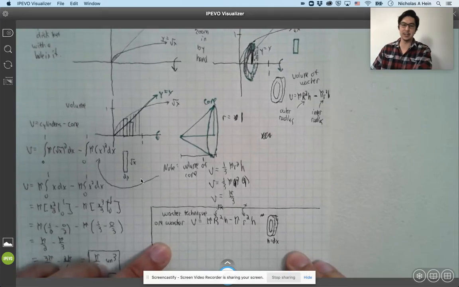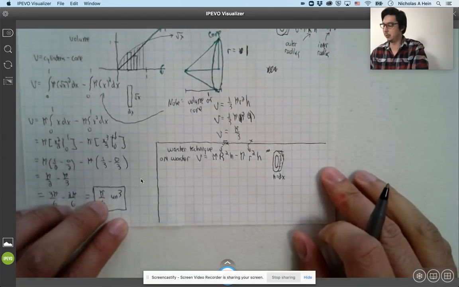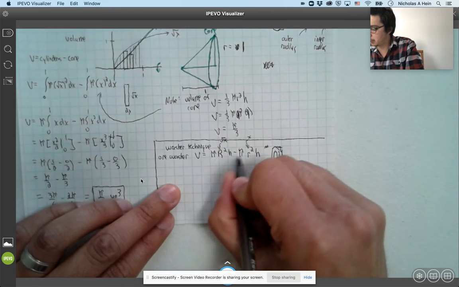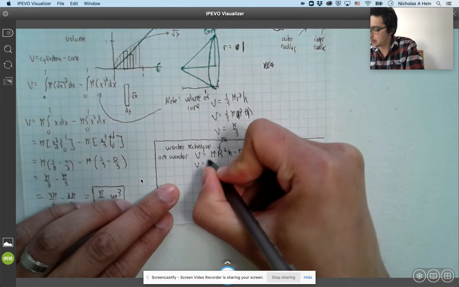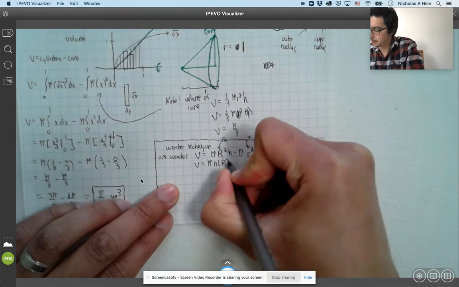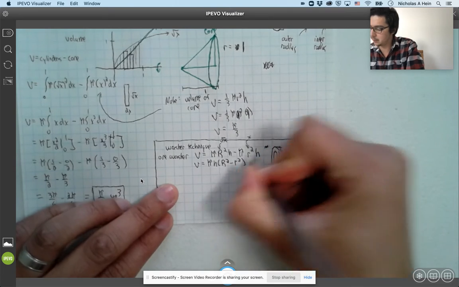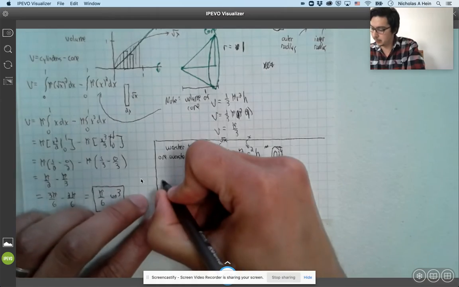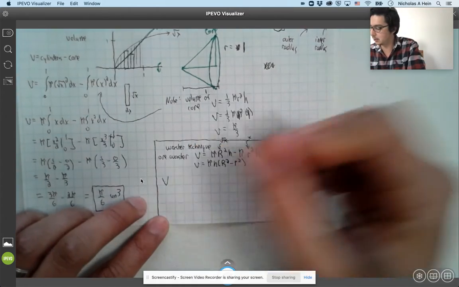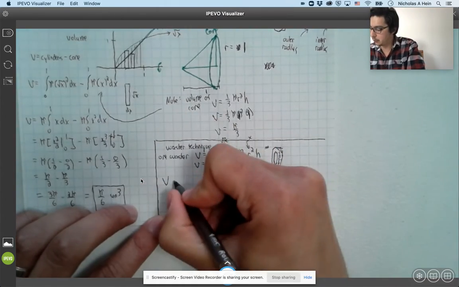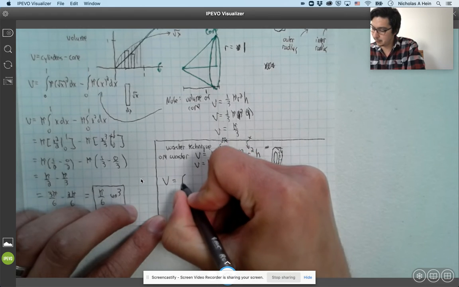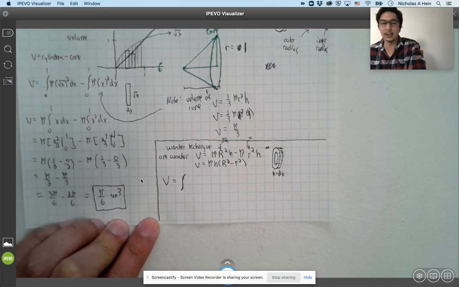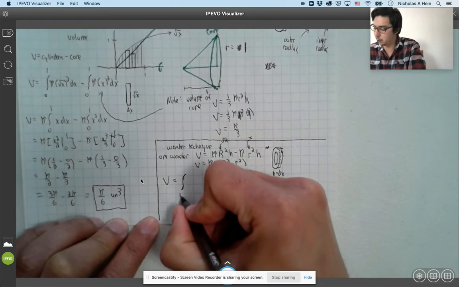Now, before I just plug this into the formula, I'm going to clean this up a little bit to help you see a nicer version of this. Since these two terms both have pi and h in them, I'm going to take those out and say pi h times big R squared minus little r squared. And that's the volume of one washer, where if I put this into the formula, the volume of the entire bounded region is going to be the integral where we add up all the washers, and in this case it is from 0 to 1.